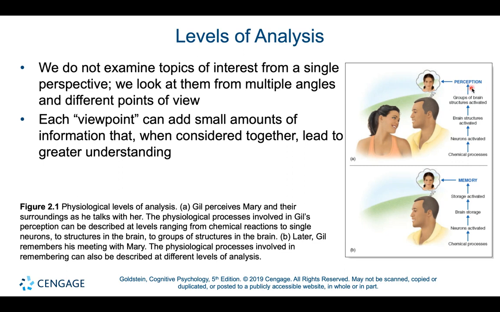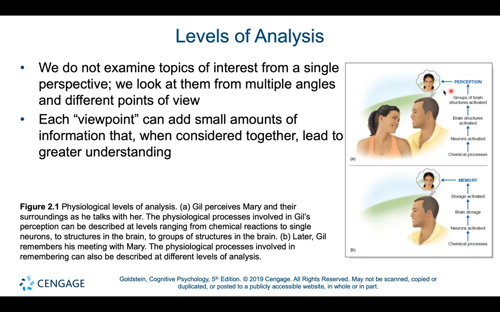However, we could break down that perception at many different levels of analysis. We could ask what groups of brain structures communicate with each other in order to produce this perception. We could ask, are there specific individual brain structures that are activated? We could ask questions about individual neurons that are activated. And then furthermore, within those neurons, we could ask questions about the very basic biochemical processes that produce neuronal activity, right?